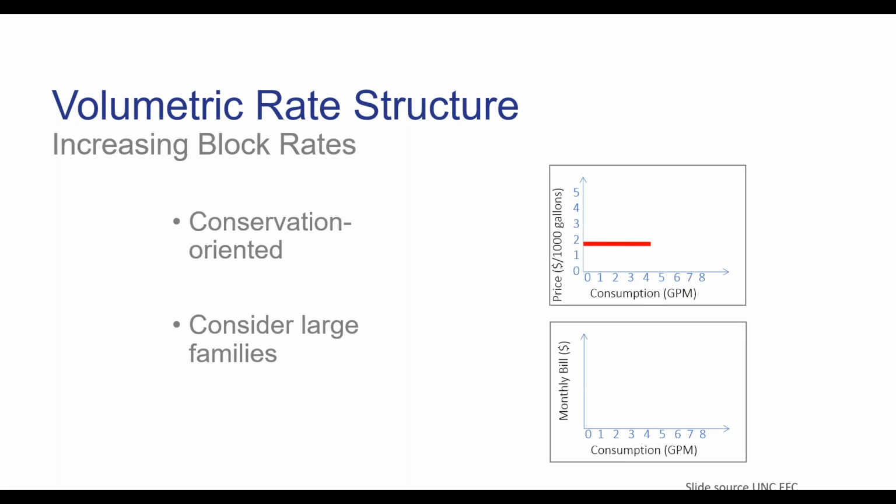All right, so this is what an increasing block rate looks like. For the first block, in this case, going to about 4,000 gallons, it's one price. And this is what the bill looks like to correspond to that lower price. But then when you get to like 4,000 gallons, the price increases a little bit more steeply.